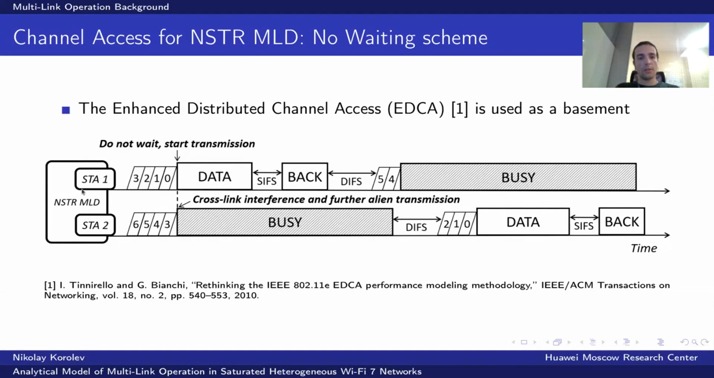Here we consider the transmission initiated by a client device which is operating in NSTR mode. The device has a separate station for each link. We call these stations affiliated with the MLD, with the multilink device, and each of them performs the EDCA procedure in the corresponding channels. But we need to synchronize these procedures in order to avoid the situation when we transmit in one link and we receive some frame in another link.